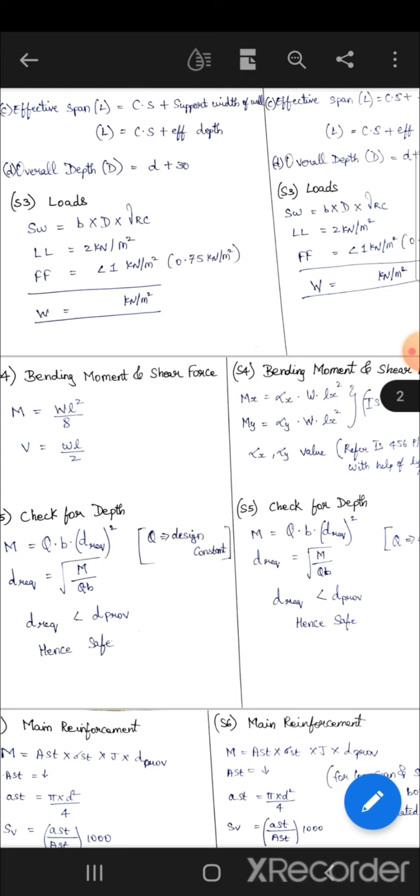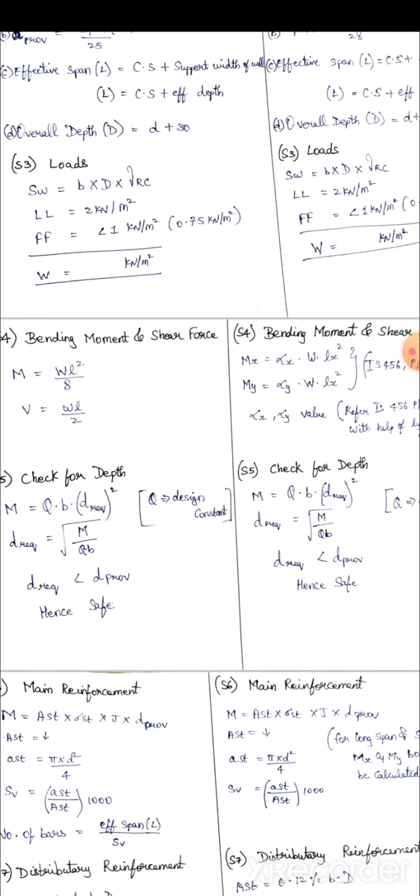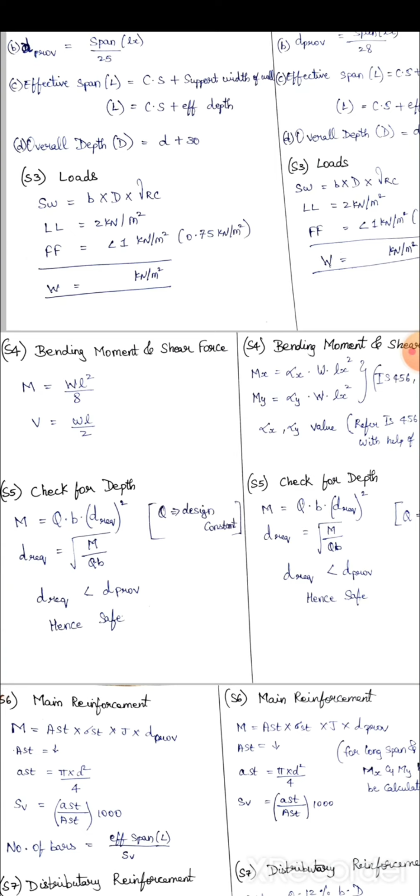Live load. They might be given live load. If in chance they didn't mention about live load, you can take live load as 2 kilonewton per meter square. Next comes floor finish. Floor finish should be lesser than 1. So same goes for two-way slab also. Same for one-way slab and two-way slab load calculation.